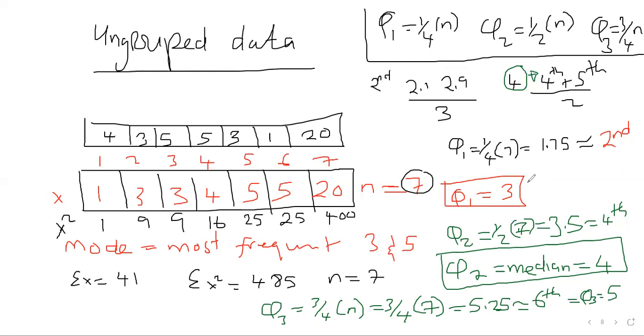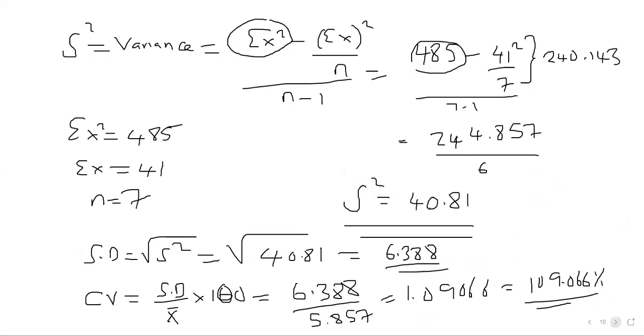All right, so Q1, Q2, and Q3. Q1 was what? 3. Q2 was 4. Q3 was 5. So 3, 4, 5. And the minimum value of x was what? 1. And the maximum value of x was what? 20.